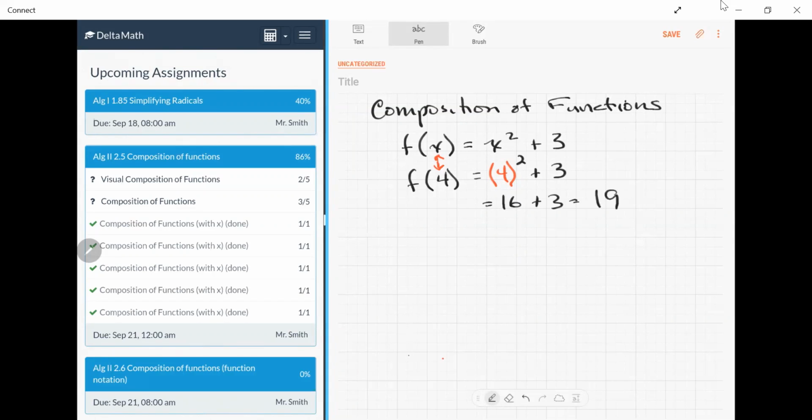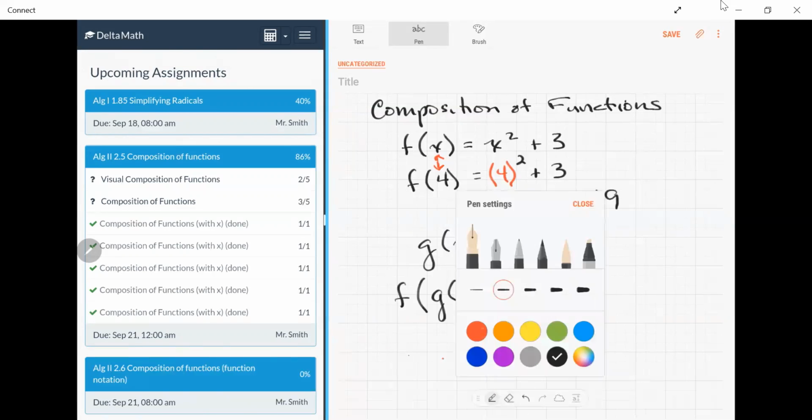All right, so you can also have a composition of a function. Let's add a little complexity to this. We'll say g of x is equal to x minus 4. And then I can say, what is f of g of x?